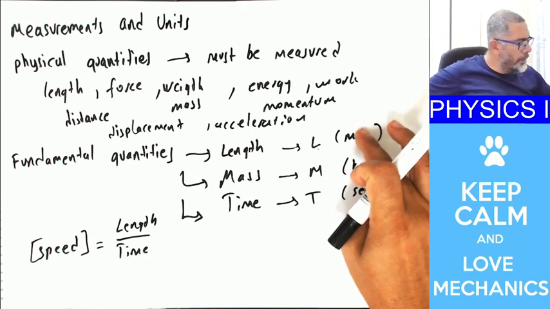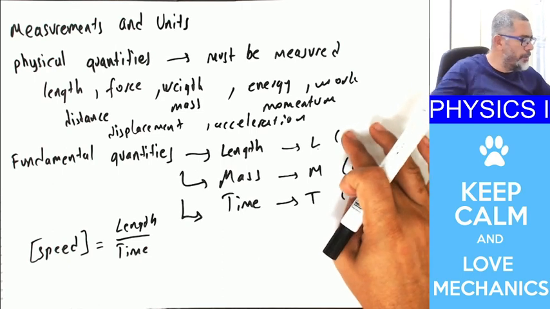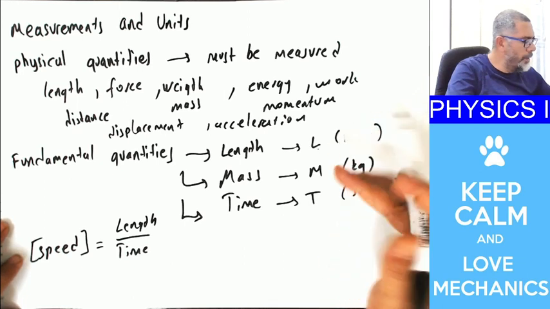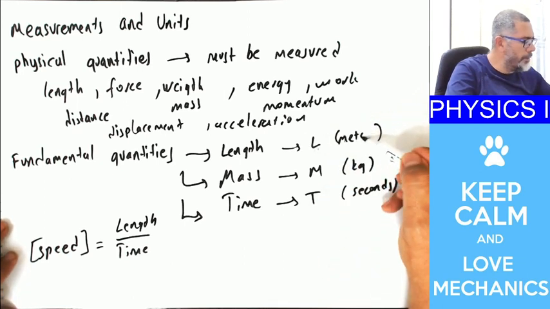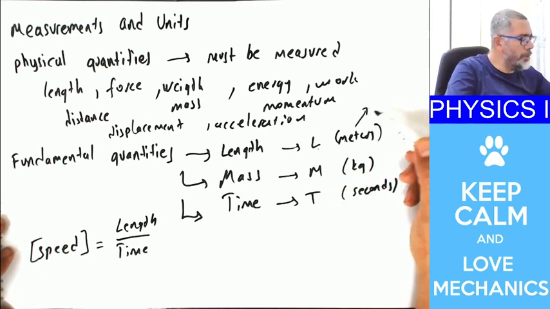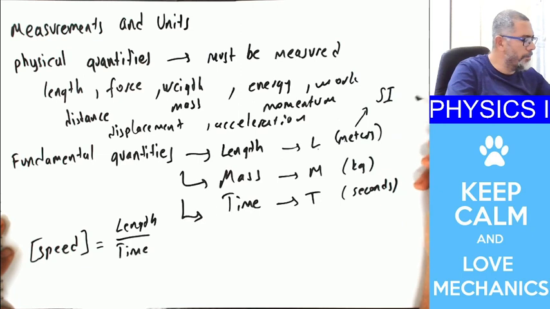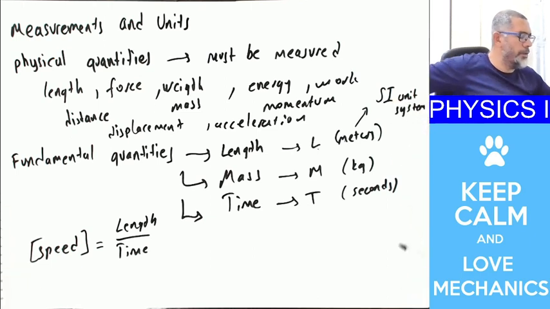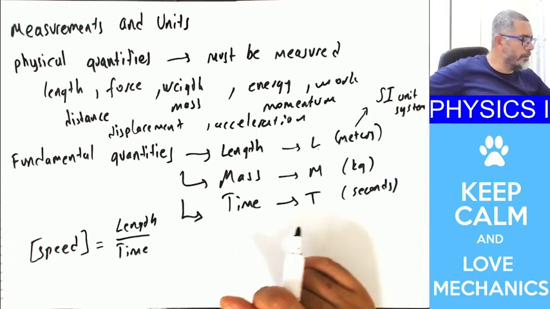For example, let me talk about a very special unit system. If you measure length in meters, mass in kilograms, and time in seconds, then you are using the SI unit system. S refers to standard, the international standard unit system, so SI unit system for sure.